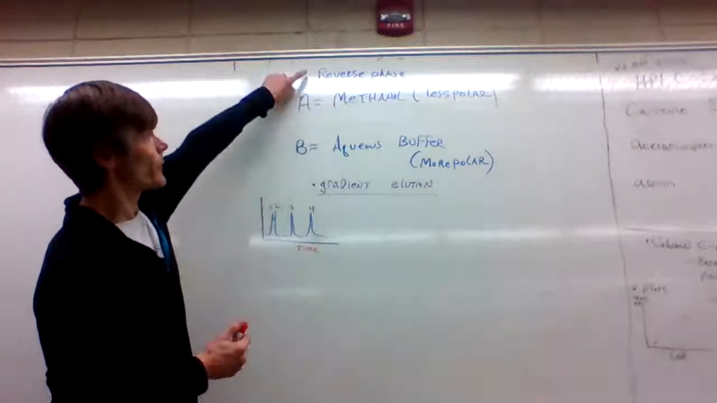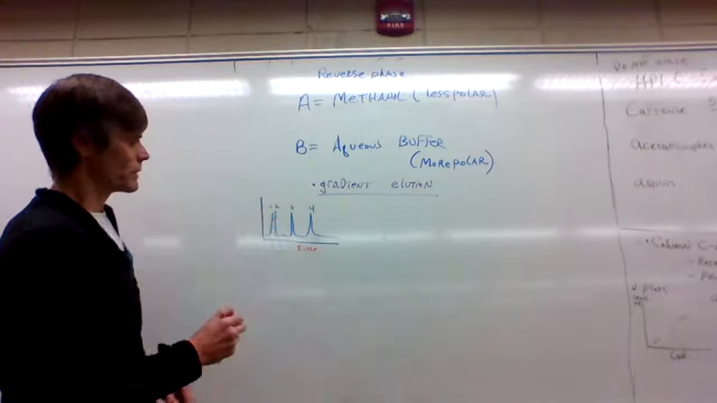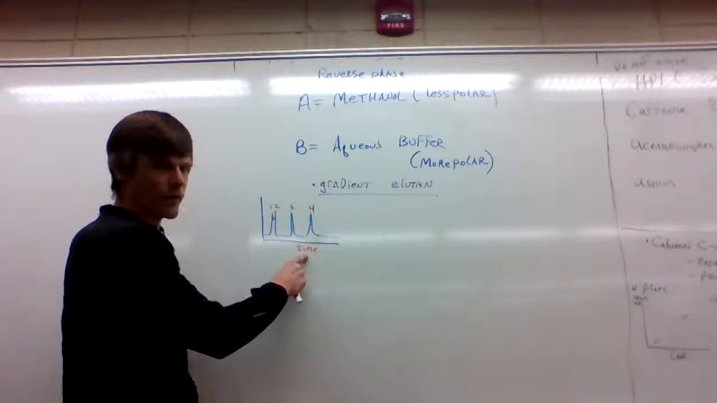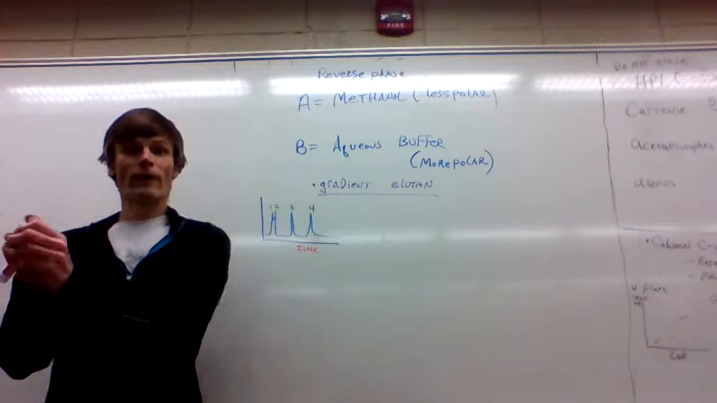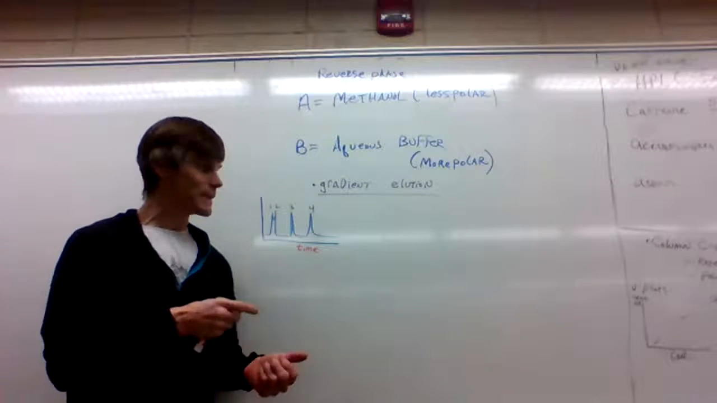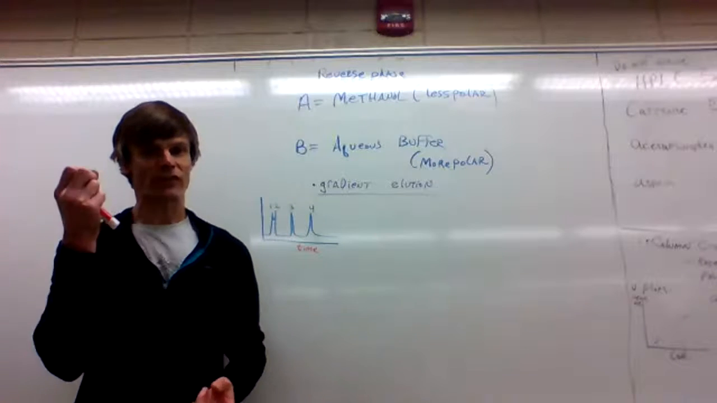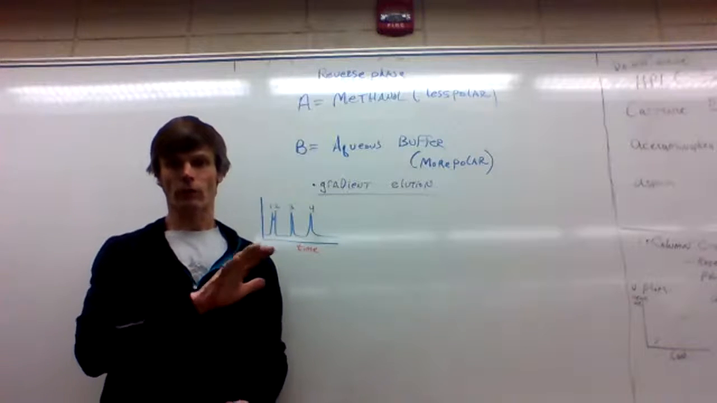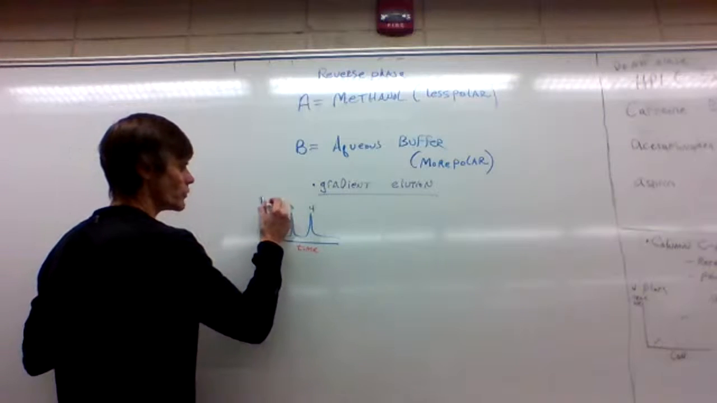Since this is a reverse phase, it's a non-polar column. Number 4 stays on the longest. Number 4 is the least polar of those species. It's the least polar. It stays on the column the longest and comes out at the end. Good? What can you tell me about 1 and 2?